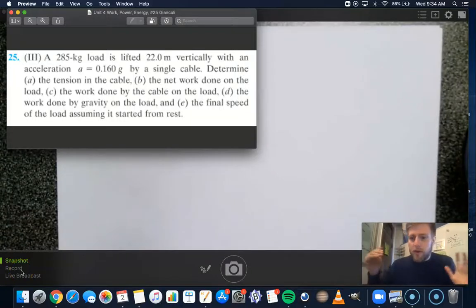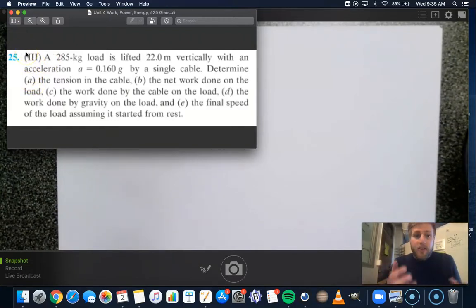Just a little tutorial on this question. It's number 25 from our Unit 4, but the book's Unit 6 from Giancoli on work, power, and energy. In that book, it categorizes problems 1, 2, or 3 in terms of Roman numerals. This is a problem that's listed as a 3.